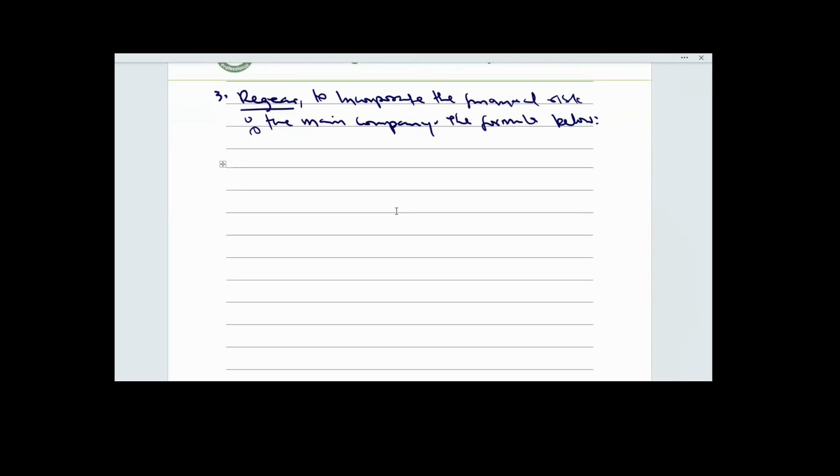All right. So the formula below can be used to ungear depending on whether or not debt beta is given.